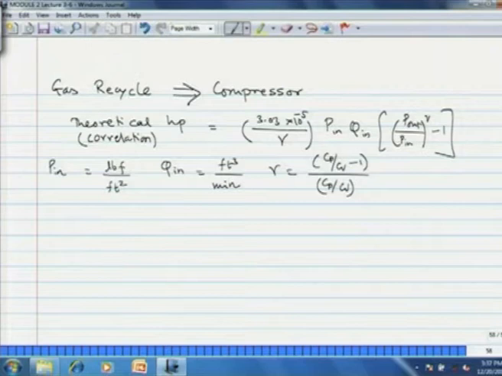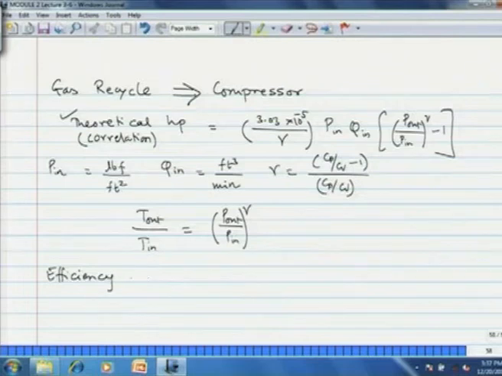And since it is an adiabatic compression, the temperature that is reached after compression is T out by T in is P out by P in raised to gamma. It is like a simple polytropic process. Now, this is the theoretical horsepower. We have to determine the efficiency of the compressor. You can easily assume an efficiency of 90% for initial design calculations.